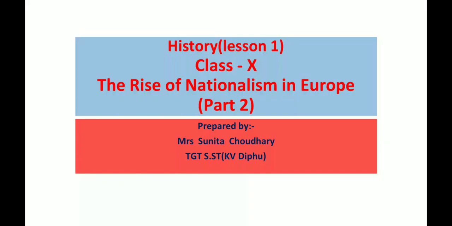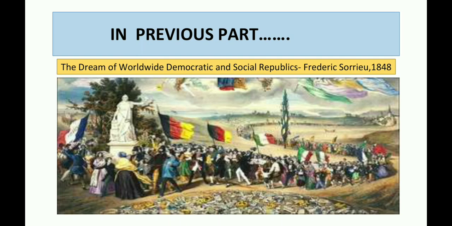Good morning, students. This is the second part of History Lesson 1, The Rise of Nationalism in Europe. In the previous part, we learned about the series of 4 prints prepared by Frederic Sorrieu, visualizing his dream of a world made up of democratic and social republics.